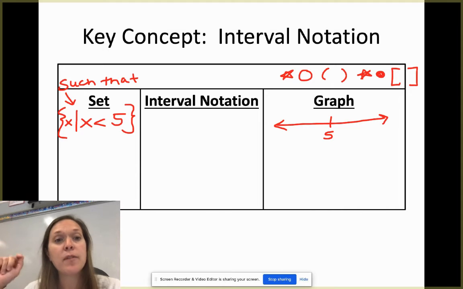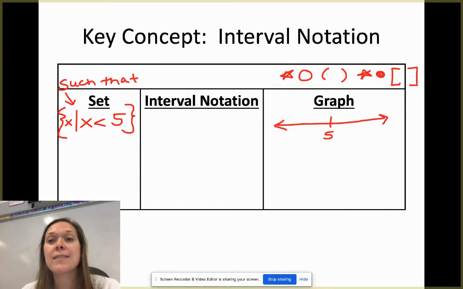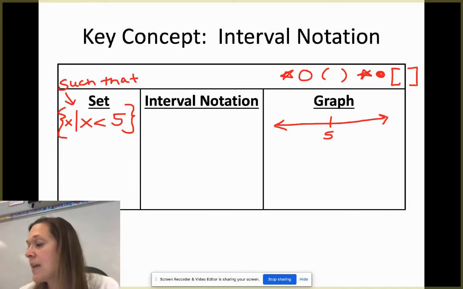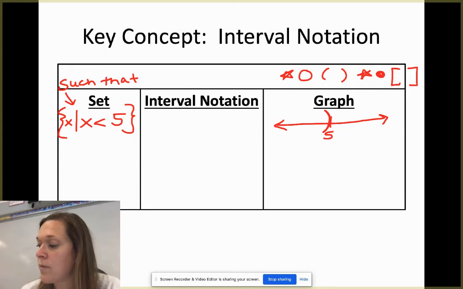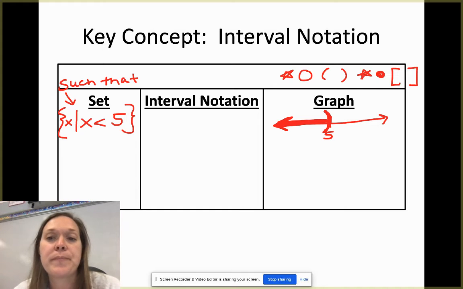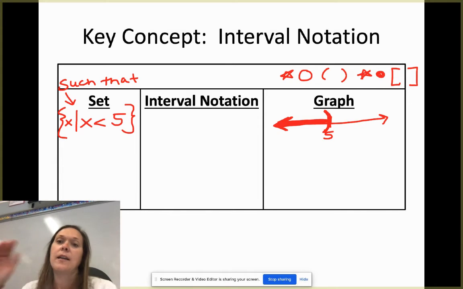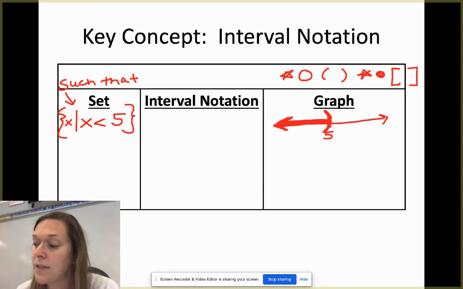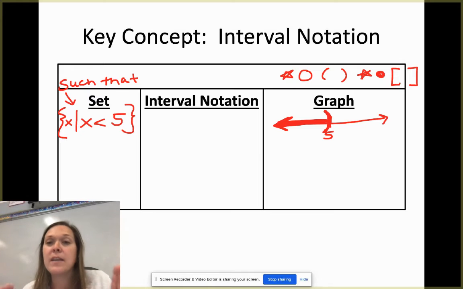So for example, for this one, since I want all values of x that are less than 5, because it's not equals to, it's going to be an open parenthesis facing the left because I want it to go less than, and my shading would go then to the left. So this is what your graph would look like. Instead of an open dot, I have a parenthesis, and it's going to the left. So what does that look like in interval notation? Well, it's easy to see from the graph and then you just take it from the graph.